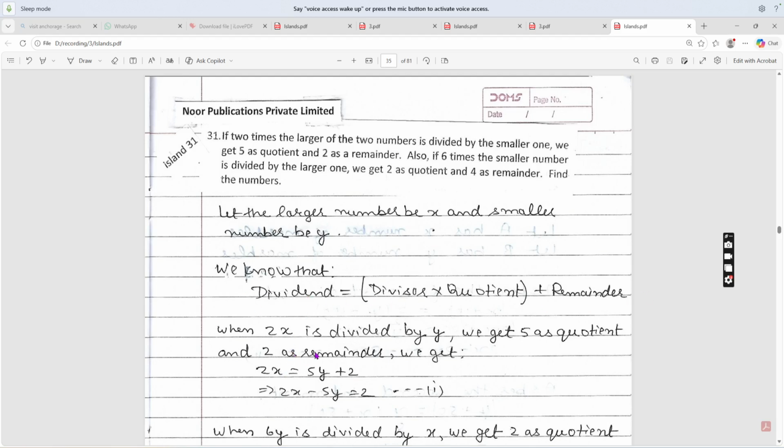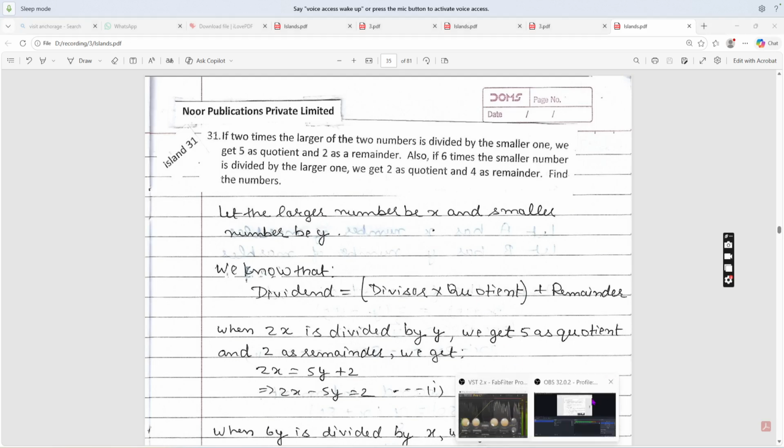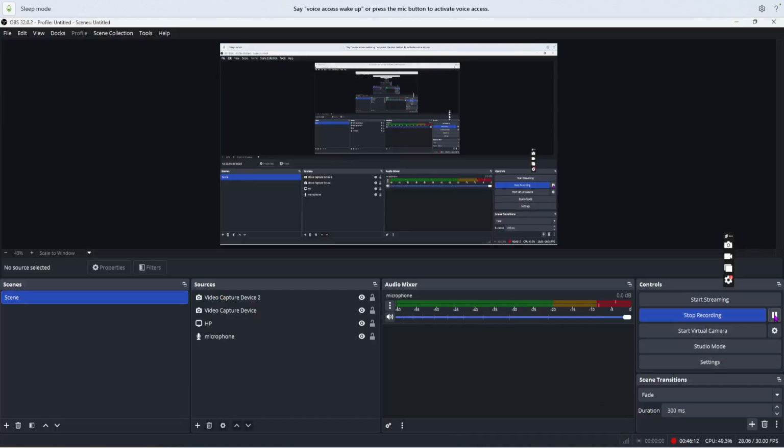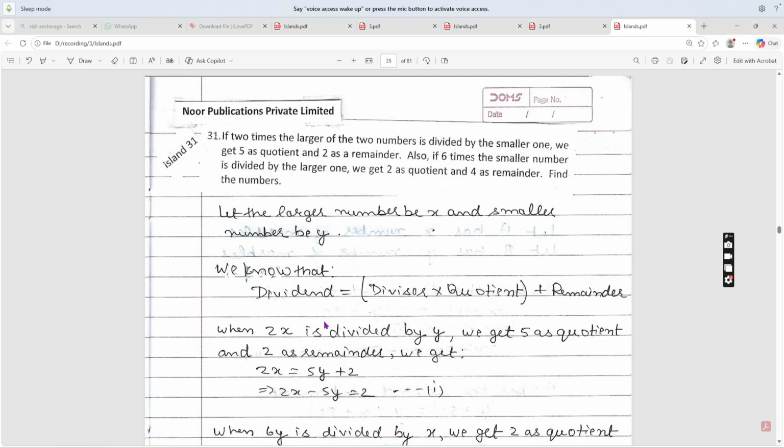Dividend is equal to 2x. Divisor into quotient: quotient is 5 and divisor is y, and remainder is 2 only. So we are getting 2x is equal to 5y plus 2. All the problems are going to be sorted out when we are well versed in this theorem, which is a theorem of junior classes. Dividend is equal to divisor into quotient plus remainder. So we are going to apply this theorem always in these types of questions.